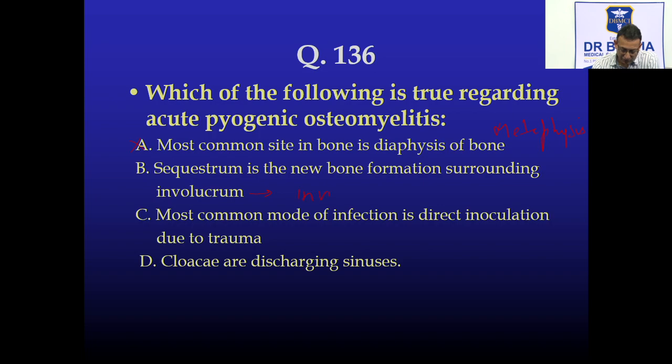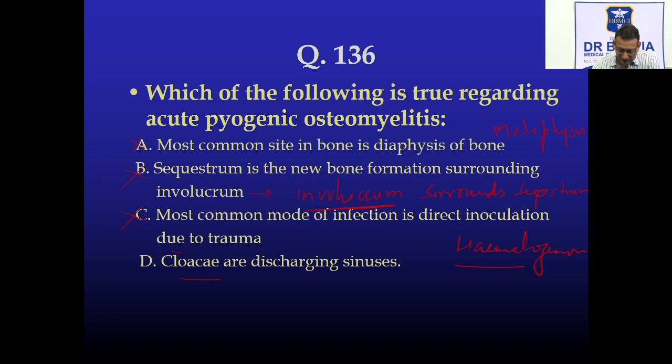Okay, involucrum surrounds sequestrum. So, involucrum is the new bone formation around the dead bone. So, this is also not the true statement. The third statement is most common mode of infection is the direct inoculation due to trauma. So, the most common cause for osteomyelitis is hematogenous spread. Okay, so this statement is also wrong.